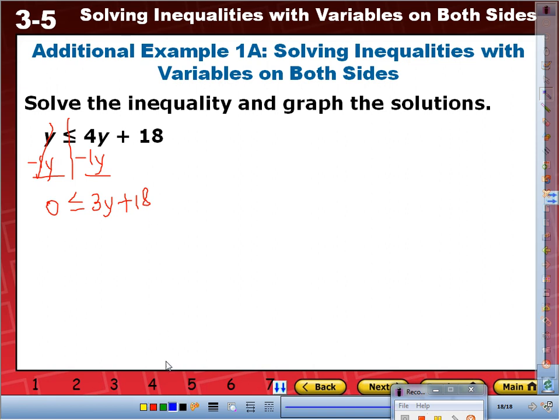From there, we just continue so that we use the inverse operation. So I subtract 18, subtract 18. I'm left with negative 18 less than or equal to 3y. And my last step, divide by 3: negative 6 less than or equal to y. And do we know how to graph that? Yes. Okay, copy that, please, and then I want you to do the graph.